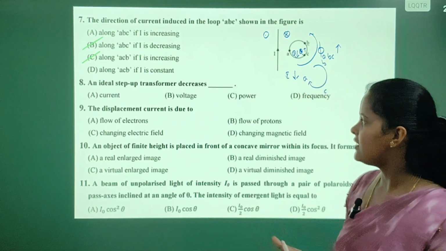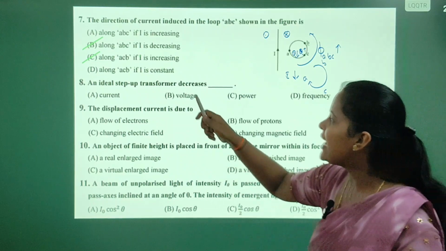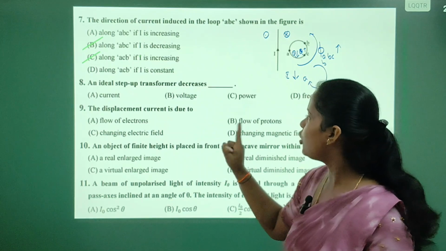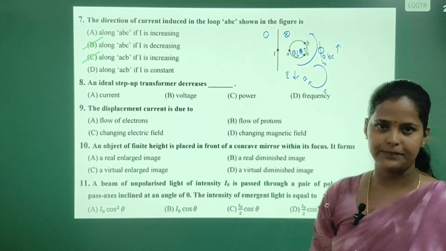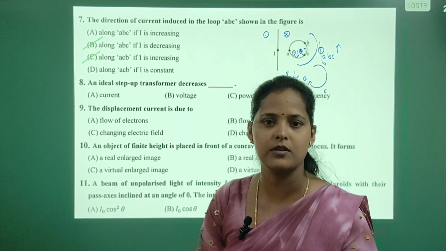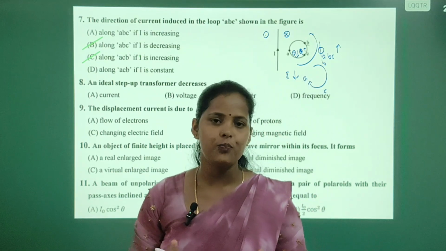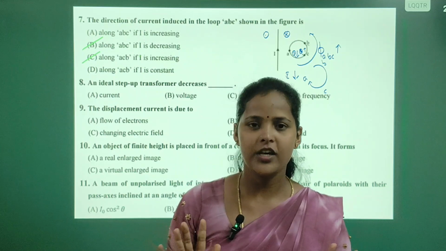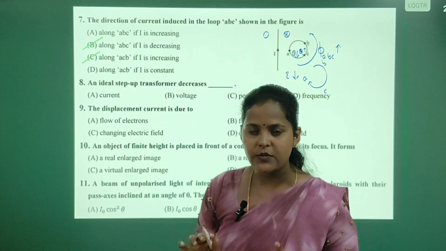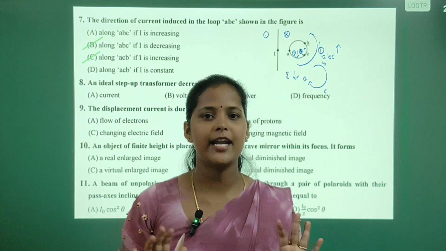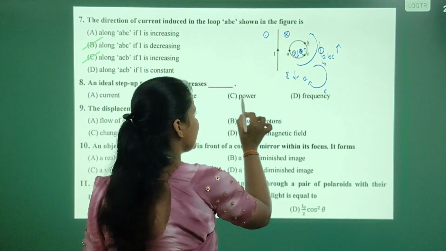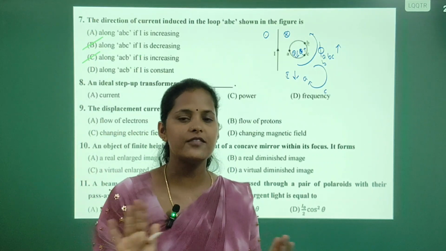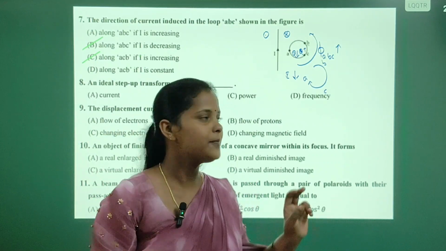Okay, let's go with the eighth question. An ideal step-up transformer decreases, option A, current, voltage, power, and frequency. What is the meaning of transformer? It is used to either increase or decrease the voltage in the circuit. But a transformer never changes the frequency and power. So options C and D are not the correct answer for this question. Transformer never changes the power and the frequency.